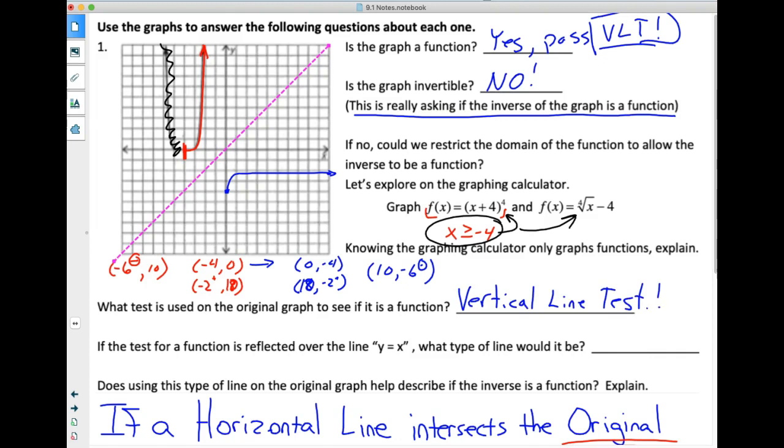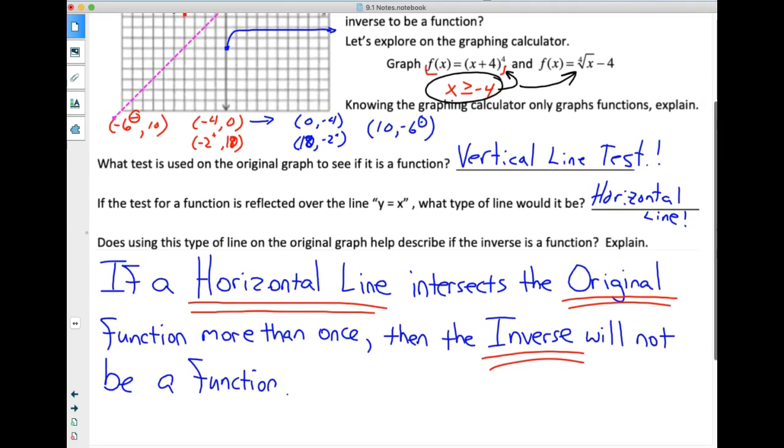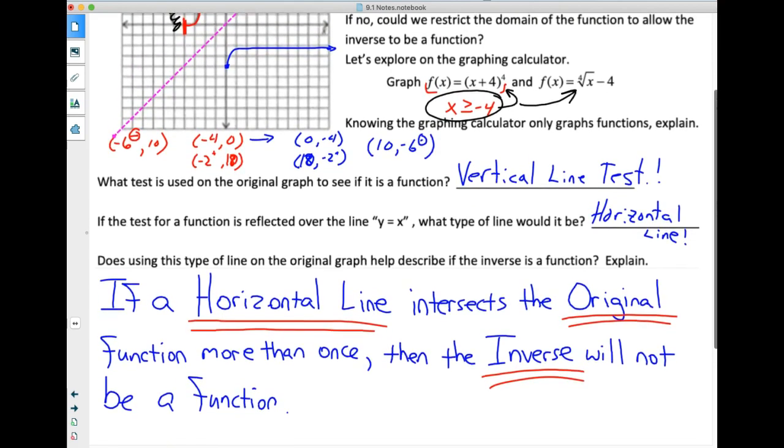And is the test for a function reflected over the line y equals x? If I reflect a vertical line across the line y equals x, what type of line does it become? Well, it becomes a horizontal line. Okay? Does using this type of line on the original graph help describe if the inverse is a function? The answer is yes. If a horizontal line intersects the original function in more than one place, then the inverse will not be a function.